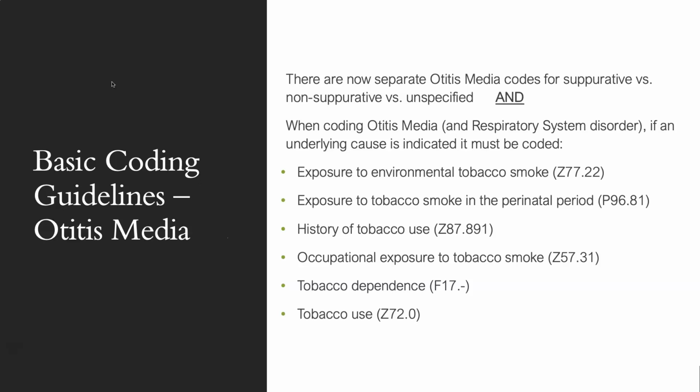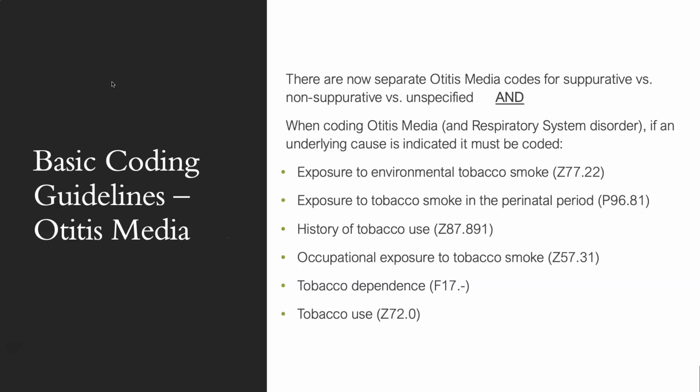Is this a child that was exposed to tobacco smoke in the perinatal period? That's going to be P96.81 because it's perinatal. Are they exposed to environmental tobacco smoke? That's your secondhand smoking. That's the children of parents who smoke, and so they're exposed to that in their home or in the parent's car, those types of things. That's going to be Z77.22.